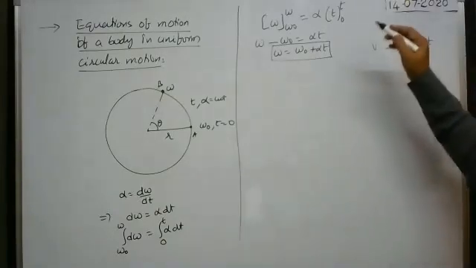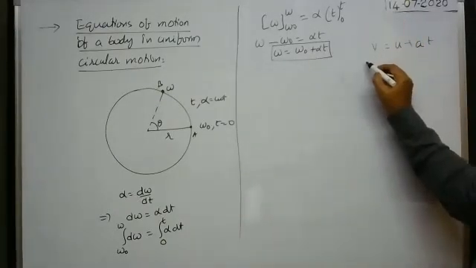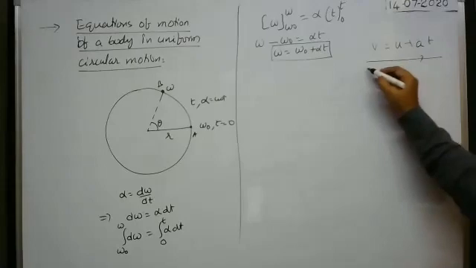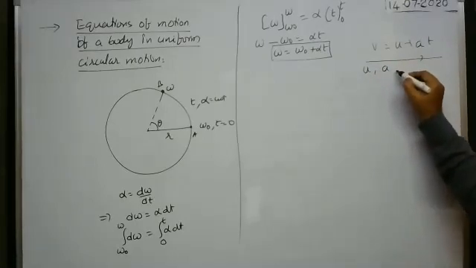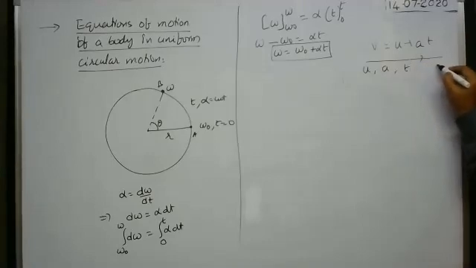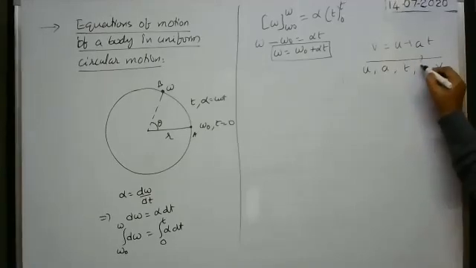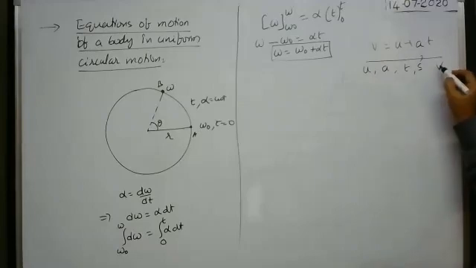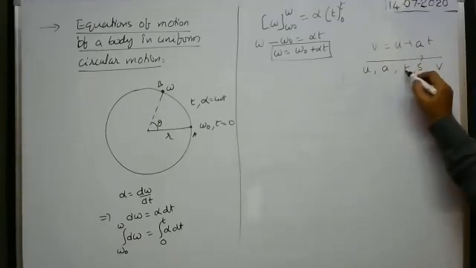Here in translatory motion, that means whenever the body travels along a straight line, the body starts motion with initial velocity u and travels with uniform acceleration, and after t seconds it acquires the velocity v and travels a distance s. Then what is the relation among them? v is equal to u plus at, no?